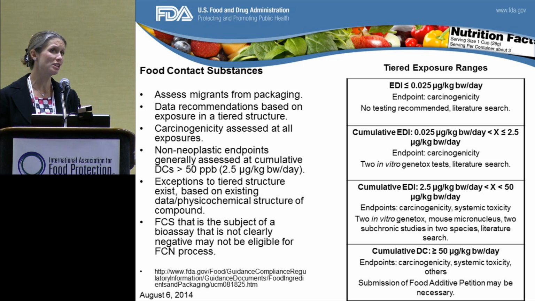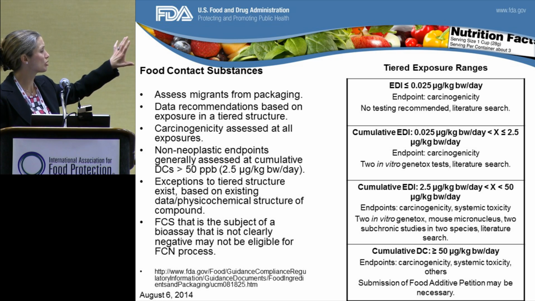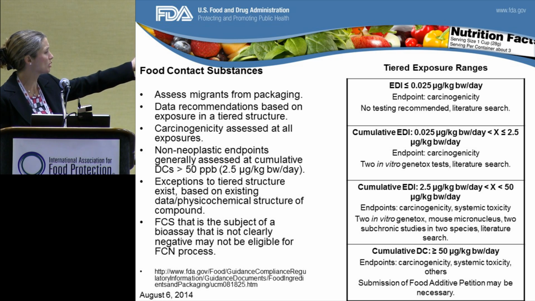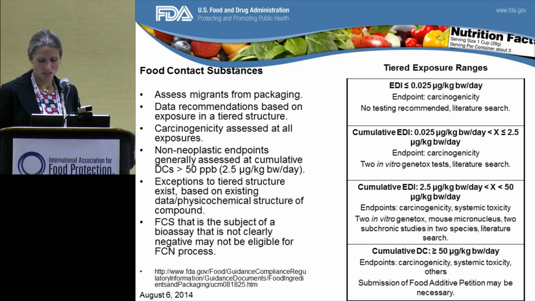And again, because we are fairly low exposure, we ask for subchronic data. We're not asking for carcinogenicity. We're not usually asking for developmental repro. But we can still ask for these assays if it looks from the available data plus the structure of the compound that we need them. So again, this isn't a rigid structure. It's a generalized framework upon which we fit the circumstances. So that's the food contact substances.